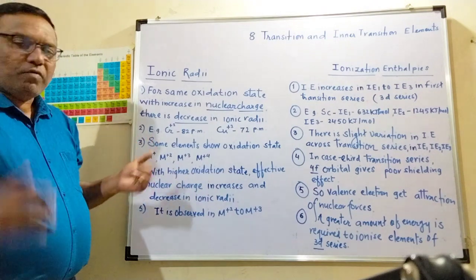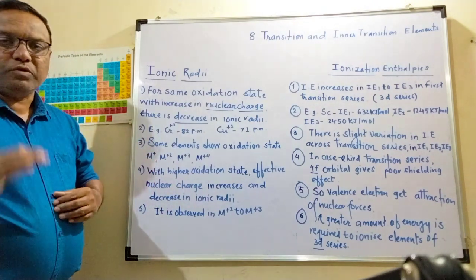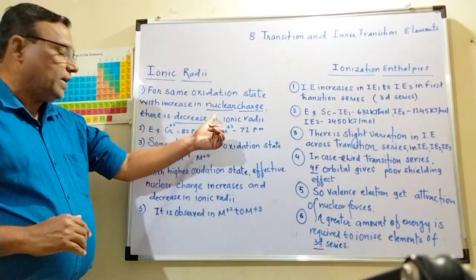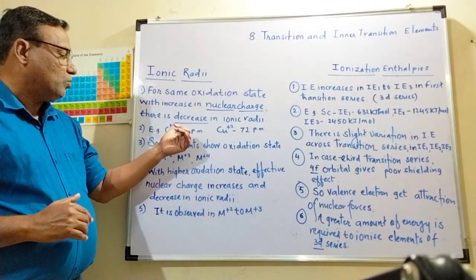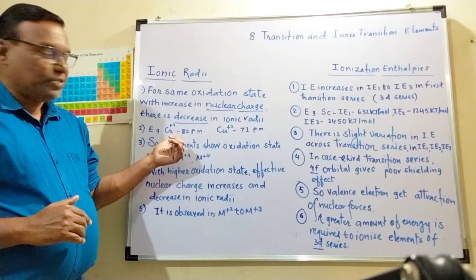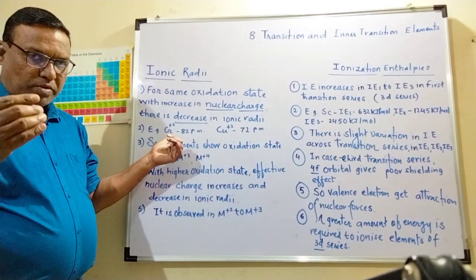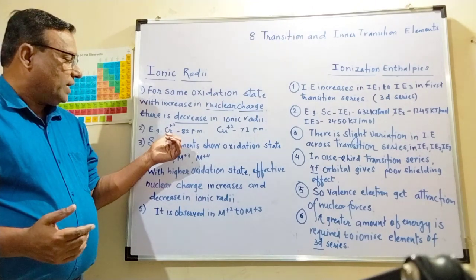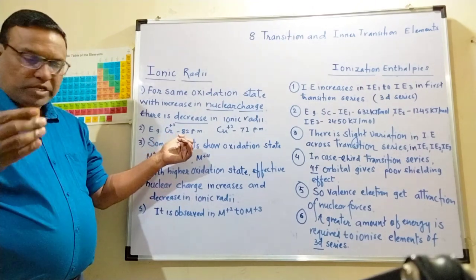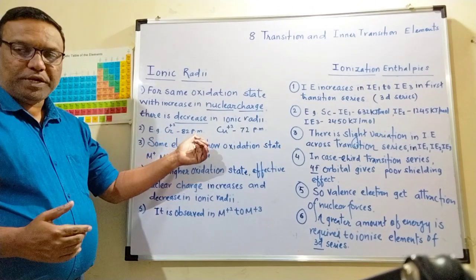Point number first. For example, when we are talking about a decrease in ionic radii, we are going to give some examples. For example, chromium plus 2, that is, chromium having plus 2 charge. At that time the ionic radii of chromium measures about 82 picometer.